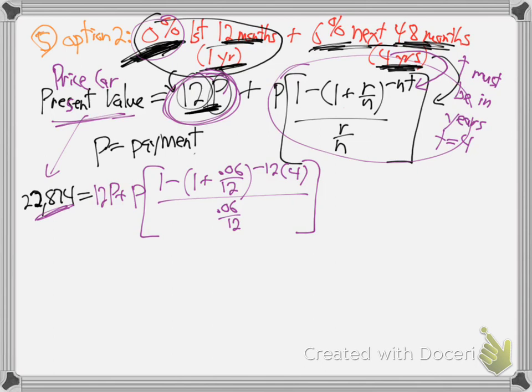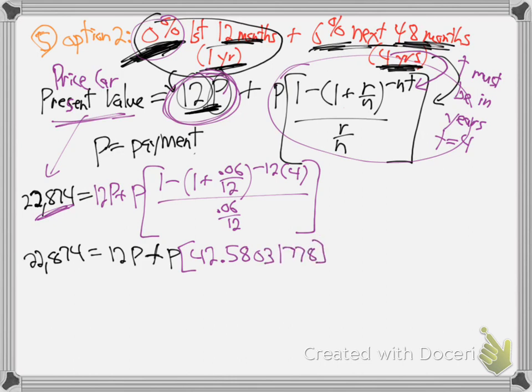Okay, so let's crank that out. What do we got here? Equals 12P plus P times, well, if you do this whole thing on your calculators, we've done several times. I'm going to crank it out right now. I'm getting that whole formula became, in the brackets there, 42.58031778. That's what this entire thing became when I did it on my calculator.